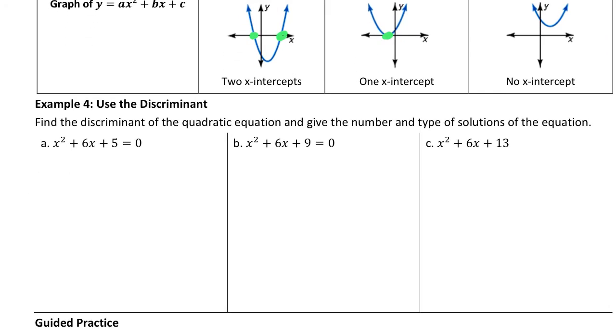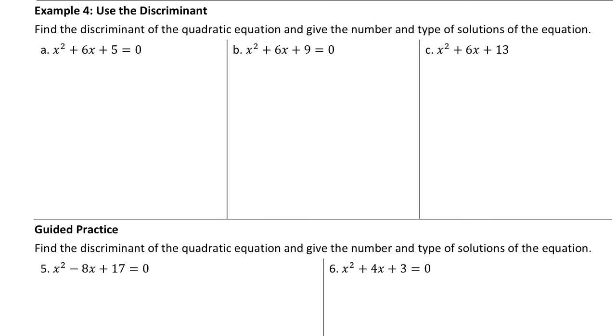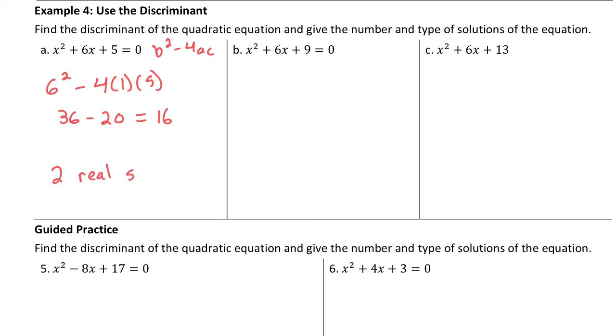So in example 4, really all we're doing is finding b squared minus 4ac to help us tell what kinds of solutions we have. We're finding what's inside that square root, inside the quadratic formula. So this is 6 squared minus 4 times 1 times 5. So this is 36 minus 20. So that discriminant would be 16. And all we're looking at is the sign of this result, okay? So the sign is positive. That means we have 2 real solutions.